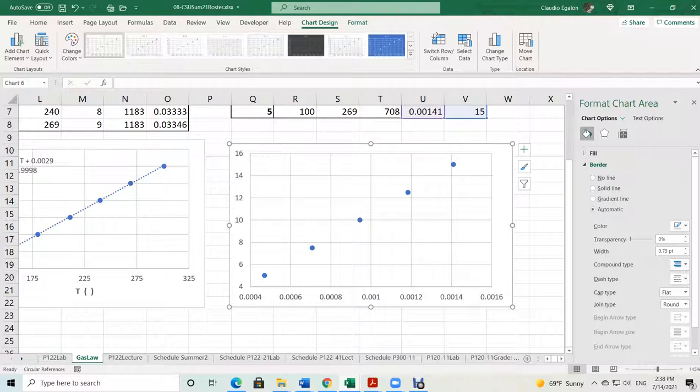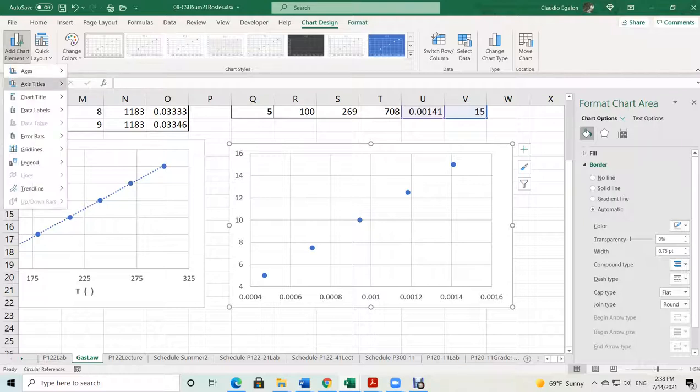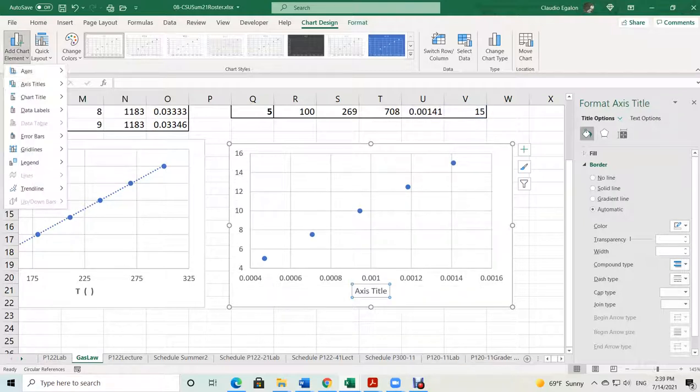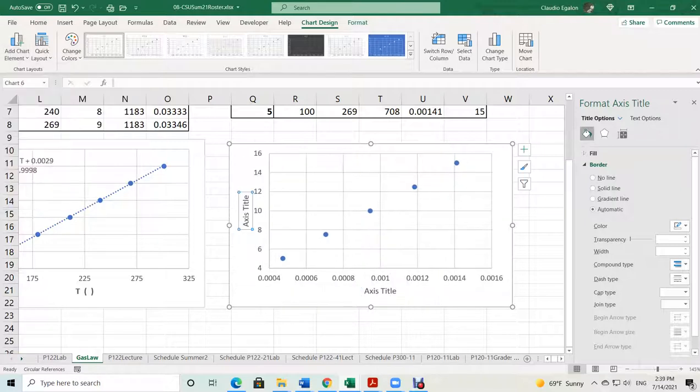Don't forget to do everything else that we did before. Add a chart element, primary horizontal, primary vertical, right? Primary horizontal is going to be 1 over P. Don't forget to put the units there. I want to see that in your lab report. And in the horizontal is going to be the volume, okay?